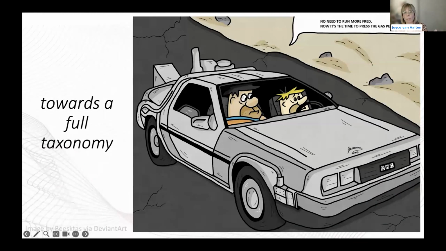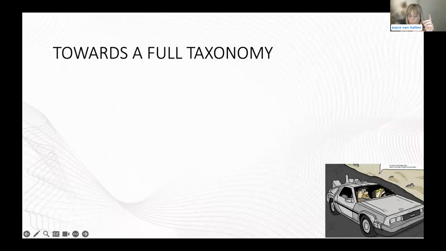So, okay, once you have the MVT, you have built your Flintstone car. How can we go towards a full taxonomy? So how are we going to put Fred and Barney in the DeLorean? I think this is one of the biggest challenges on this road, because you have to be really careful that your MVT won't get stuck in the system that you've developed it for. The challenge is not to be Flintstoning for the rest of your life. We need to further develop and expand the taxonomy. There are some approaches in this that I want to share with you, and some things to keep in mind.